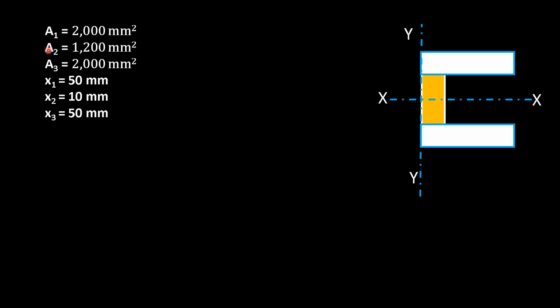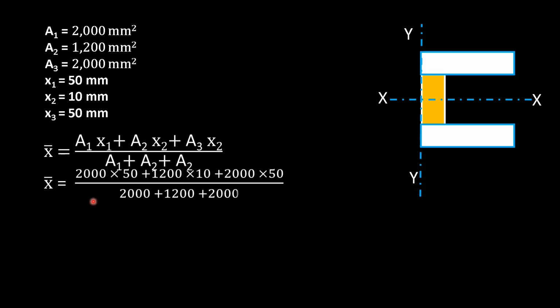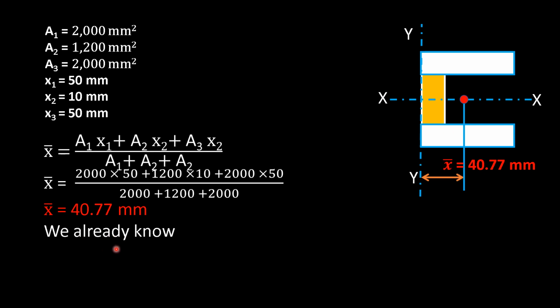The values of A1, A2, A3, X1, X2, X3 have been provided here. We have X bar equals A1 X1 plus A2 X2 plus A3 X3 divided by A1 plus A2 plus A3. Substituting the values and evaluating, we get X bar equals 40.77 millimeters, which we show here. We already know Y bar equals 0, so G will be 40.77, 0. The centroid is located here at 40.77, 0.